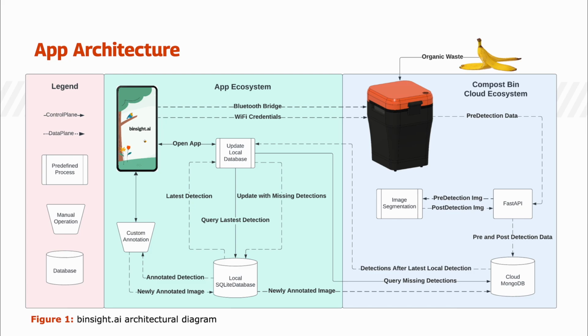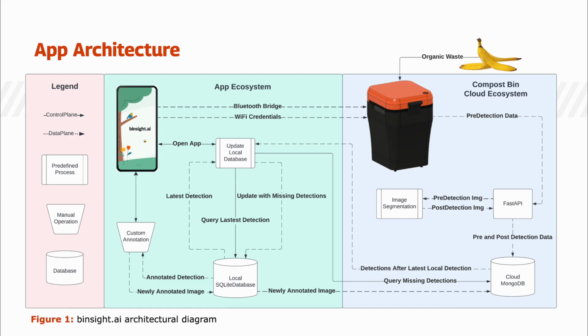Once connected, users can insert organic waste into the bin where sensors and a camera will capture the pre-detection data, which is sent to an API built using FastAPI, where the detection data is processed and stored. These detections are then available for viewing and, more importantly, annotating within the app. Users can enter their custom annotations of the image that is then stored in the local SQLite database and sent to the cloud database. Furthermore, upon opening the app, a query will be made to the cloud database and retrieve any detections made since the app was last opened, and save those to the local database, keeping the app up to date with the bin.